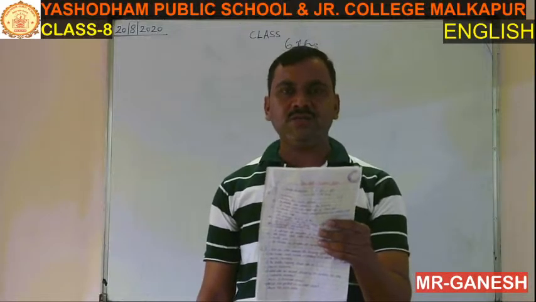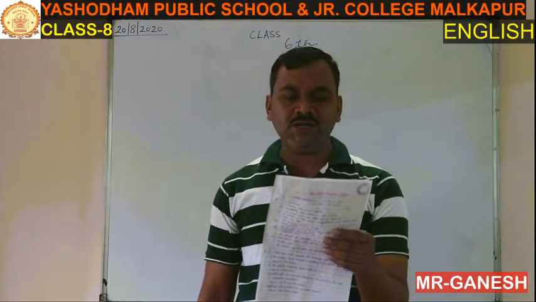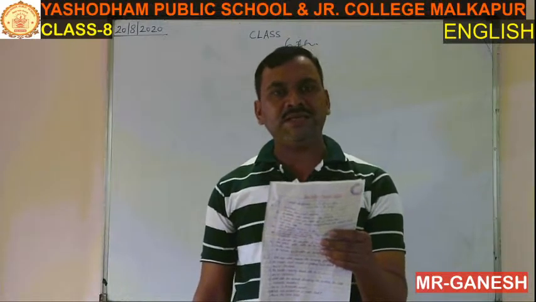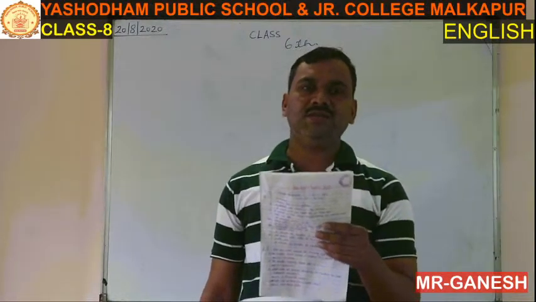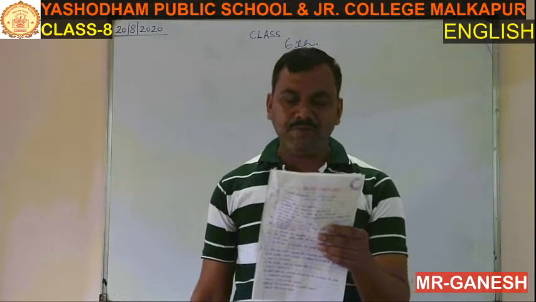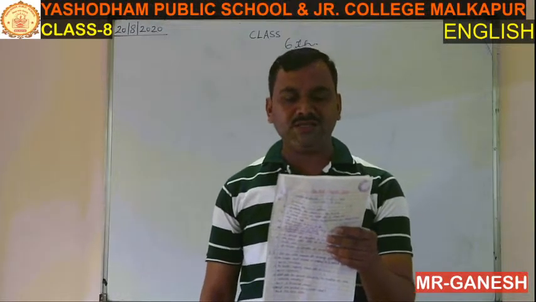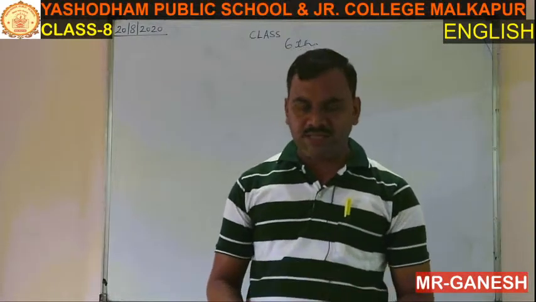And long answer, internal choice is there, you need to write only one, that is for 4 marks. And then grammar is there for 5 marks, 5 sentences will be there. And last is the unseen passage, comprehension, you need to write the answers for that, that is 5 marks. Altogether 30 marks are there.